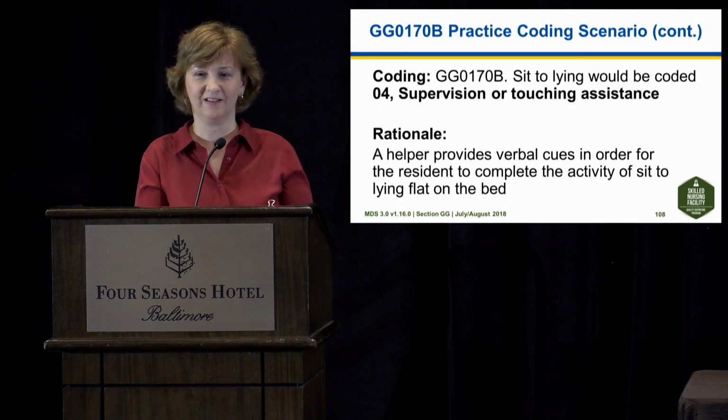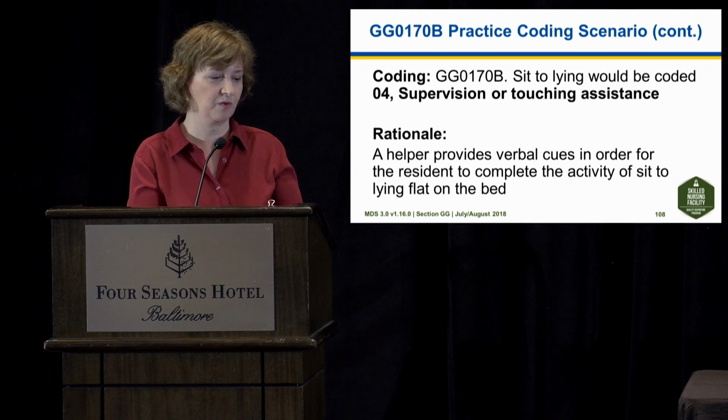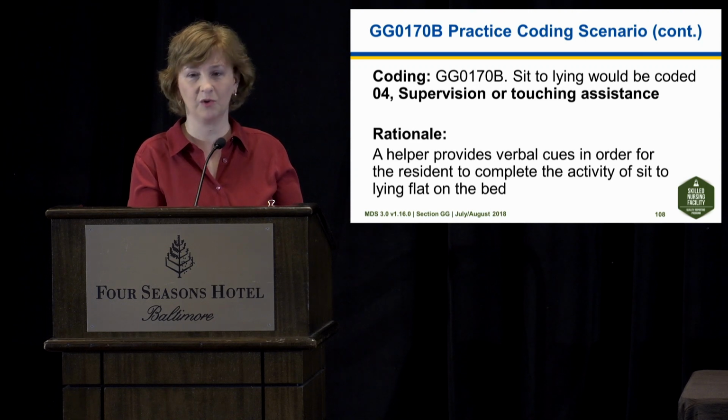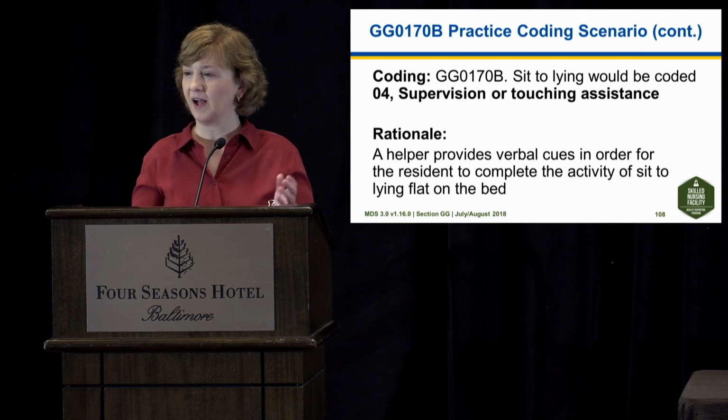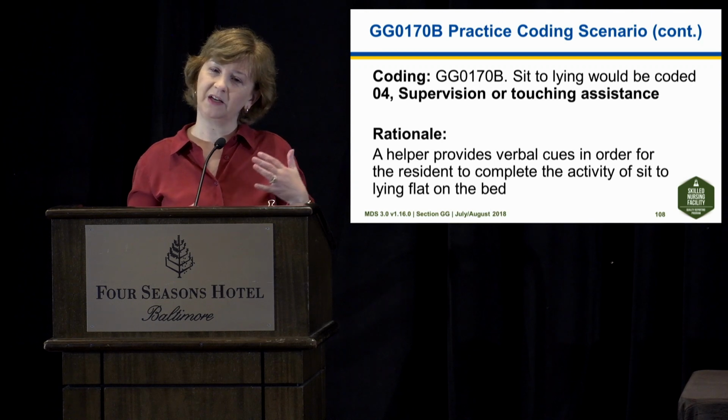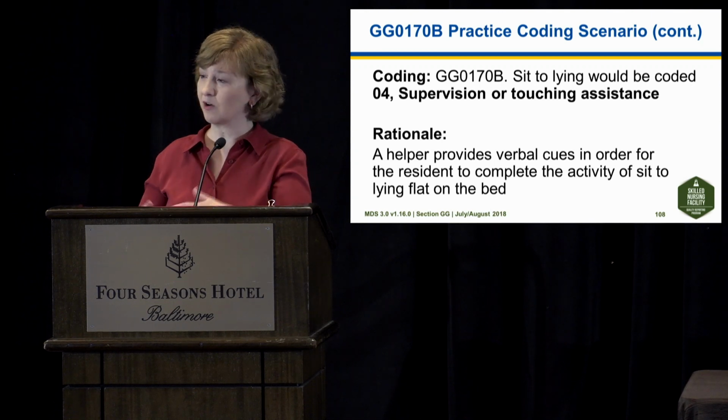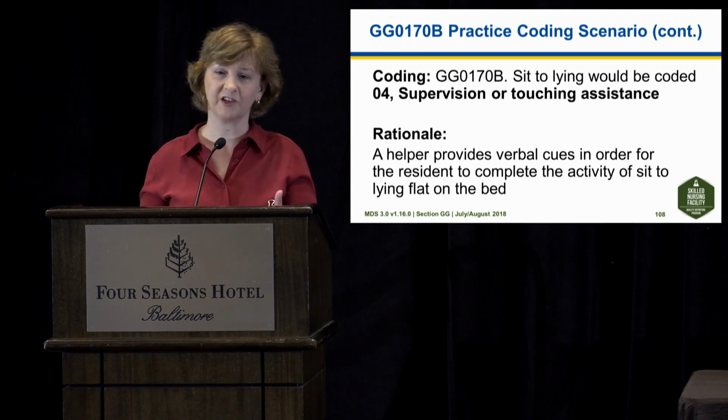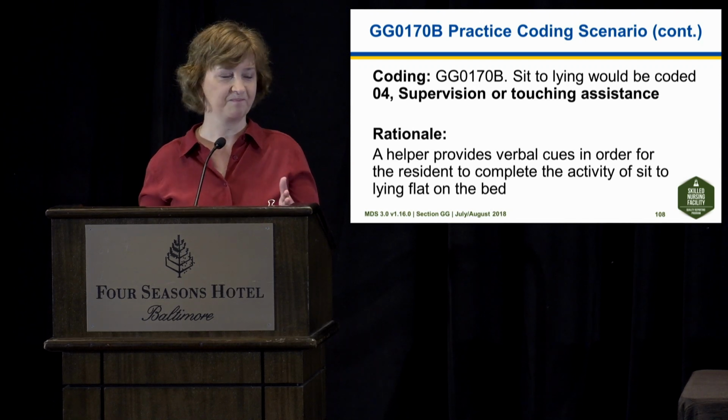And the rationale, as you indicated with your responses, is that there's verbal cues being provided. So level 4 is coded whether somebody needs intermittent verbal cueing or constant verbal cueing and supervision. It would all be coded the same.